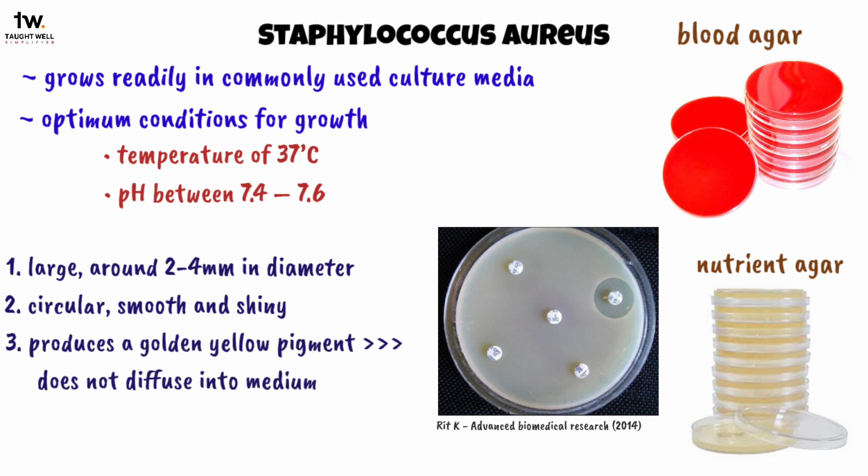Staphylococcus aureus characteristically produces a golden yellow pigment which does not diffuse into the medium. Also, on nutrient agar, the growth of Staphylococcus aureus presents with a characteristic oil paint appearance.